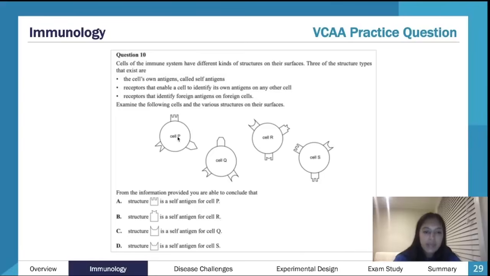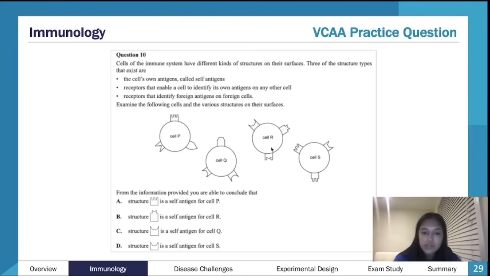So if we go to cell P, this fits into that. So this must be the receptor and the self antigen. So this will be the foreign one. So therefore A can't be right. B, so cell R. So this fits into this. So this must be your self antigen and your receptor. This is your foreign one. Oh, yep, that's looking pretty right.